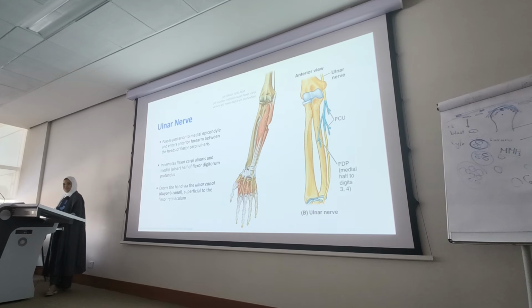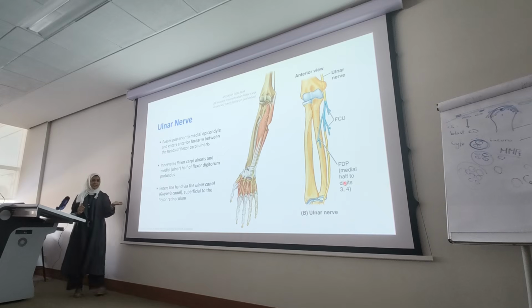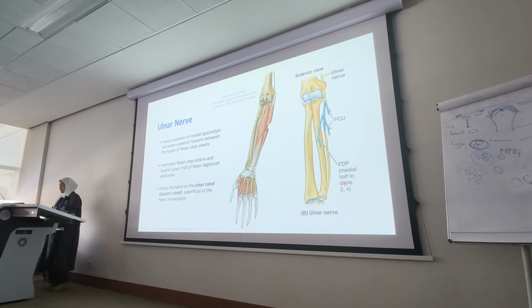Profundus. Flexor digitorum profundus. Excellent. And so the ulnar nerve you can see here is going to innervate the medial half, right? And remember, because profundus and superficialis are going towards the digits, that innervation is coming to the fingers as well. So that's why we say that the ulnar nerve is innervating the medial half to digits 3 and 4, right? Does that make sense?